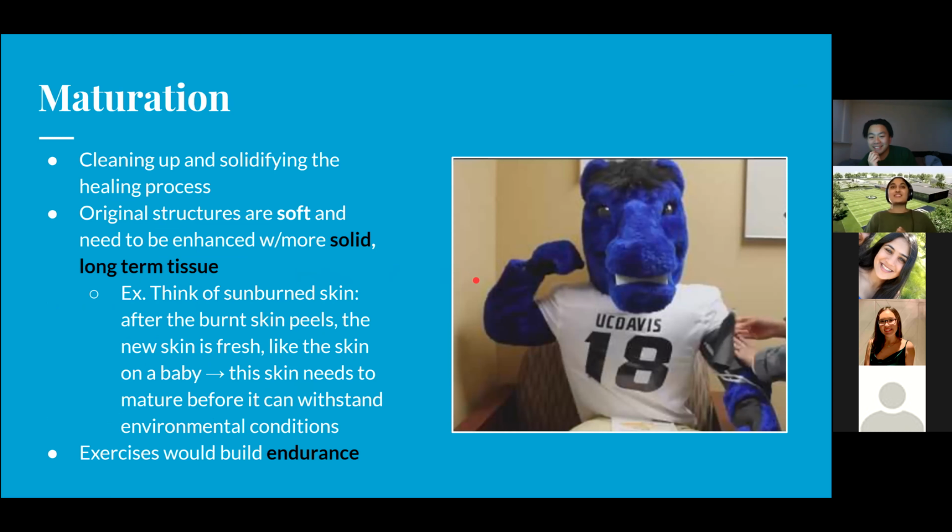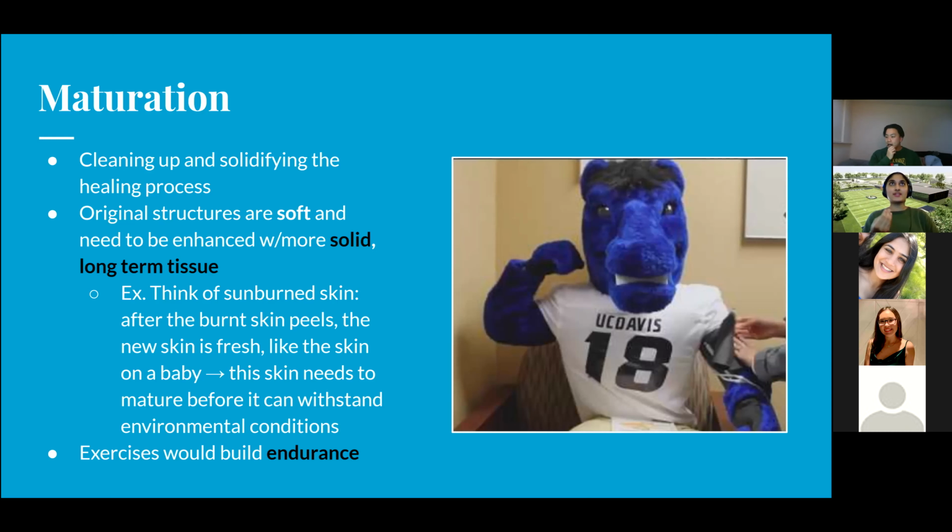And so this leads us to the last phase of the tissue response, which is called maturation. I didn't really put a time frame on this maturation phase because it's really going to vary depending on what injury you have. I couldn't really find a number on this one. Basically, I think of maturation as kind of like tying the bow on the gift, right? You're really just making it look pretty. You're cleaning up and solidifying the healing process, right?